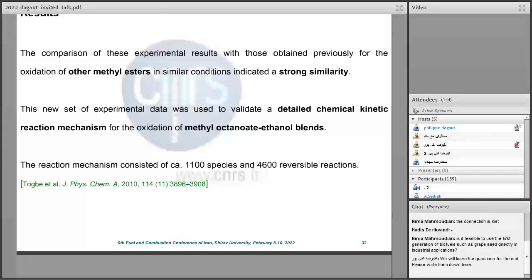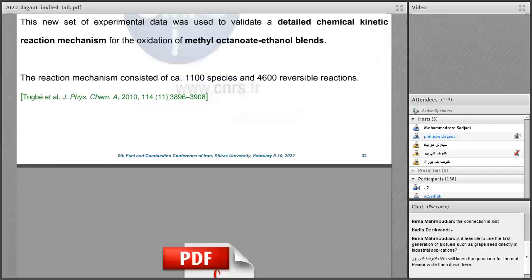So we compared these experimental results with those obtained previously for the oxidation of other methyl esters, and well, we found that results were pretty similar. And this new set of data was used to try to validate a detailed chemical kinetic reaction mechanism for the oxidation of this blend. The size of the model is given here, so it's about 1,000 species and a bit less than 5,000 reversible reactions.